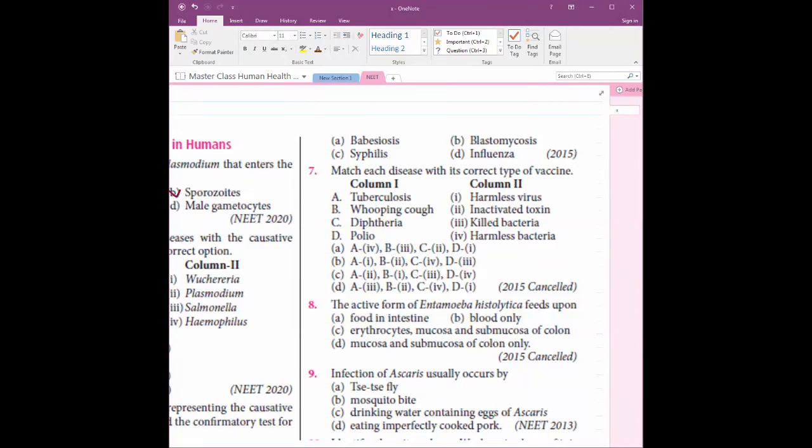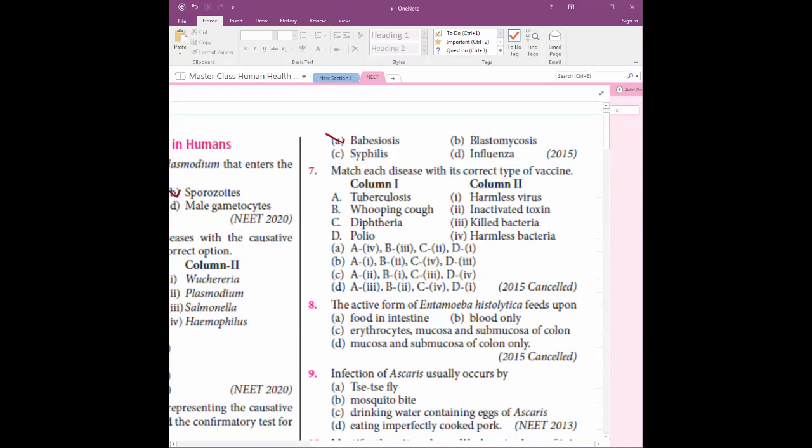Okay. So guys, let me just tell you the answer is A, babesiosis. But now, how are you going to get it? Guys, syphilis is caused by Treponema pallidum. This is going to be bacteria. So syphilis, bacteria.